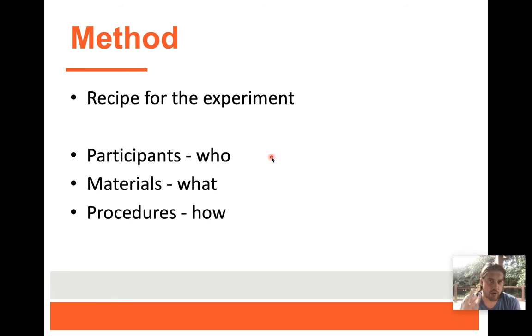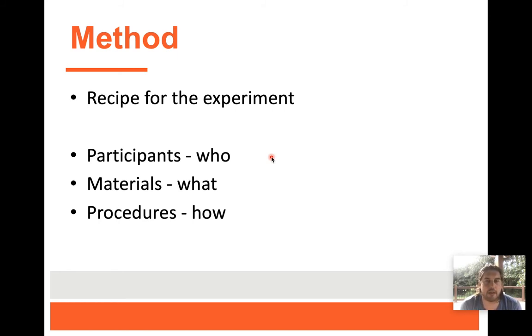There are 3 general subsections for a method section. Participants, so who were our participants? Where did they come from? How did we get them? How many of them were men and women? How old were they? What was their racial makeup? Right? Were they college students? All those sorts of things. Who did we do this experiment on?